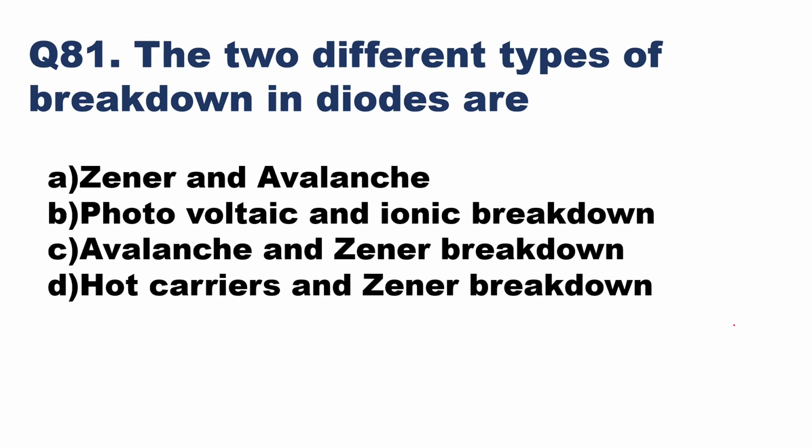Now this is the answer because the word breakdown is used in the question itself. Otherwise, logically, option C also is the answer because in option C also avalanche and Zener breakdown is given. But if the word breakdown is considered in the question itself, then option A, that is Zener and avalanche, will be the right answer. So the two different types of breakdown in diodes are Zener and avalanche.